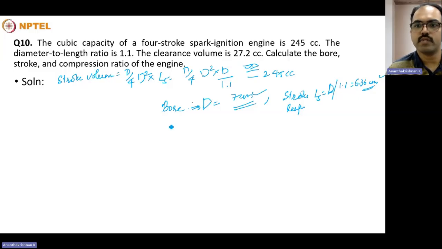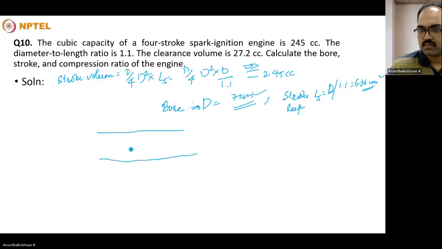Now the last portion, we need to determine the compression ratio of the engine. So what do you mean by compression ratio? If you observe an IC engine, note the entire volume will not be equal to the stroke volume.